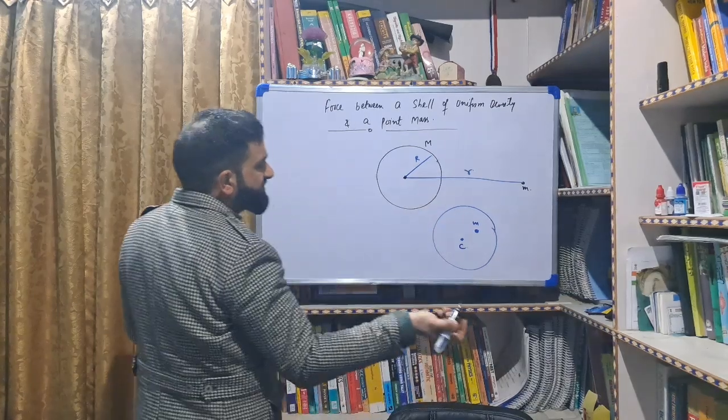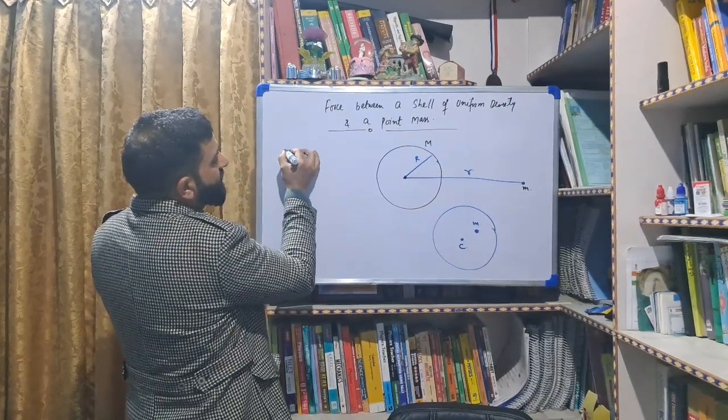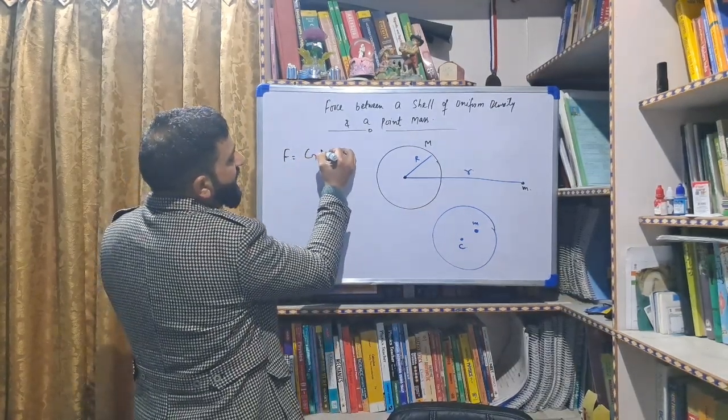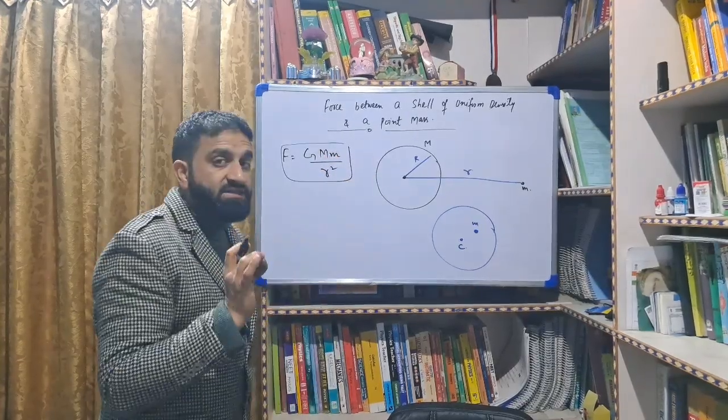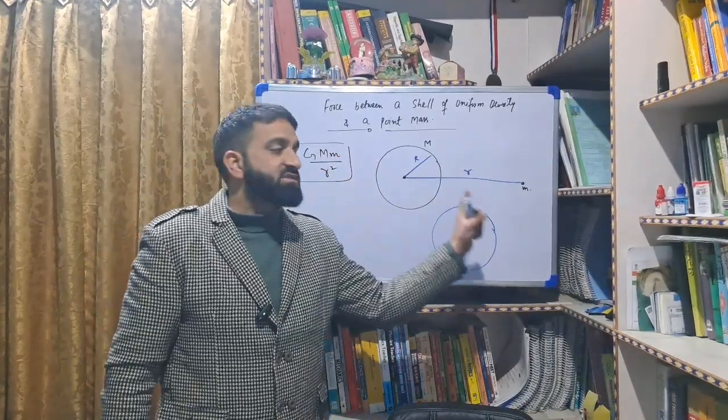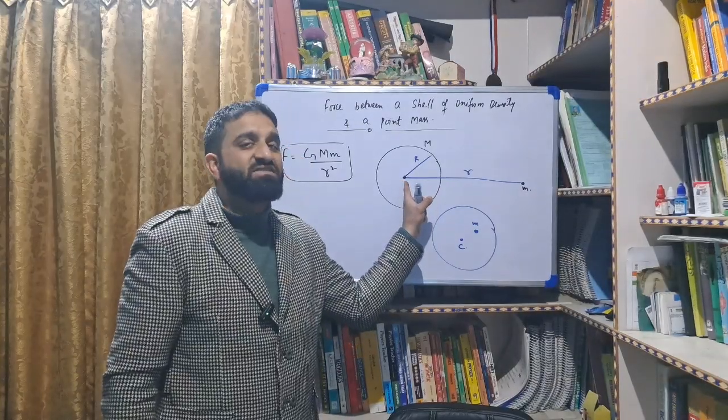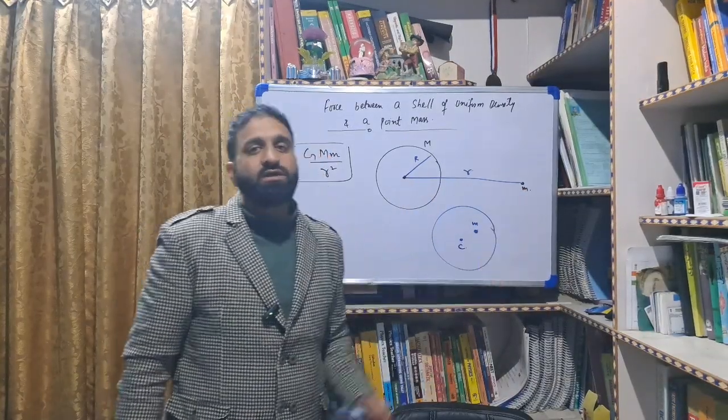Now the gravitational force is easy to calculate. That is, the force of gravitation is G M m divided by r square. This small r is the distance between the center of this spherical shell and this point mass.